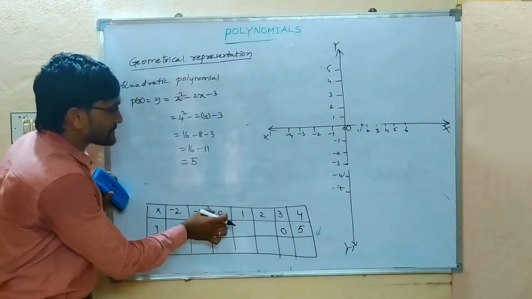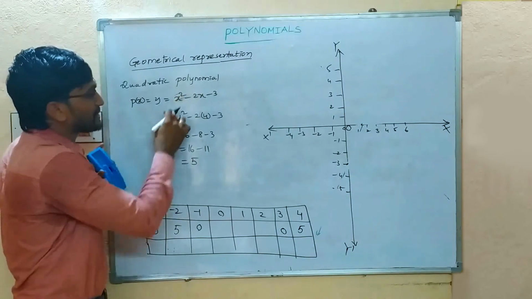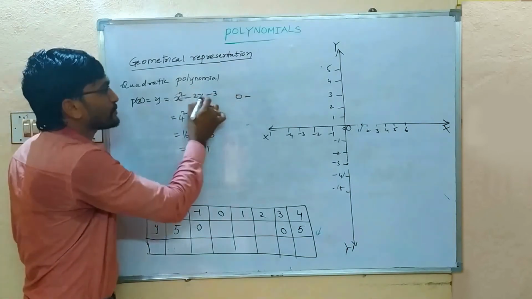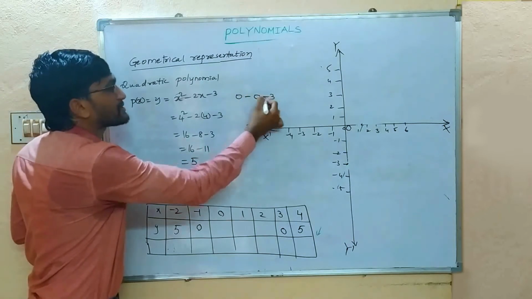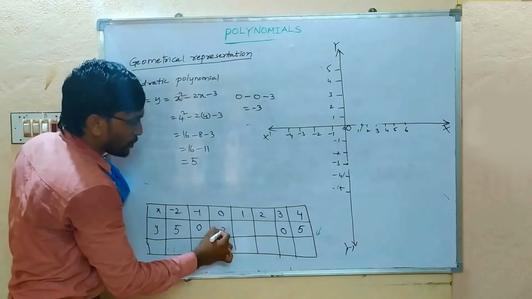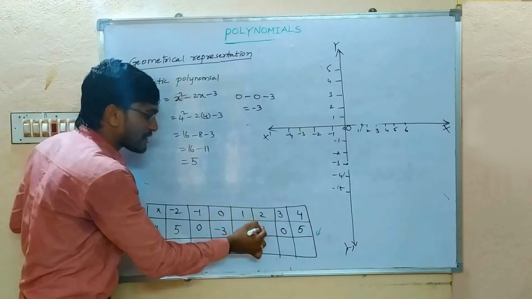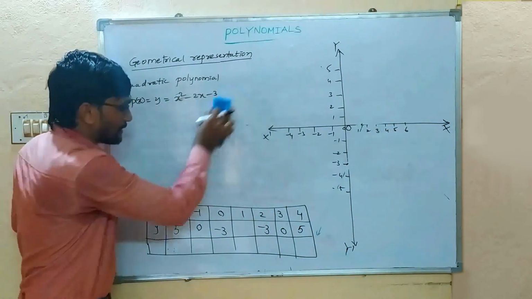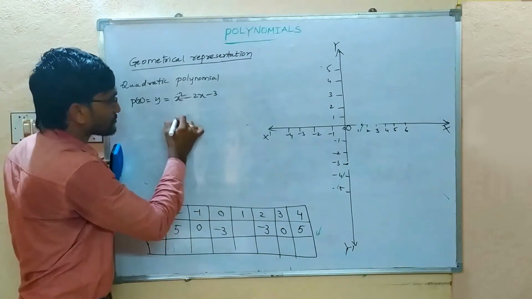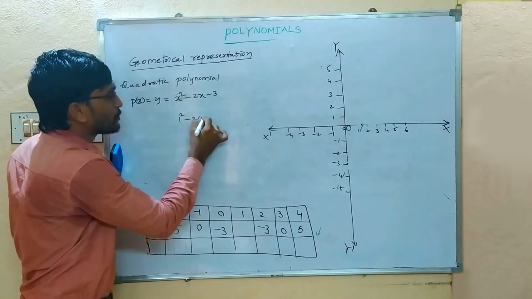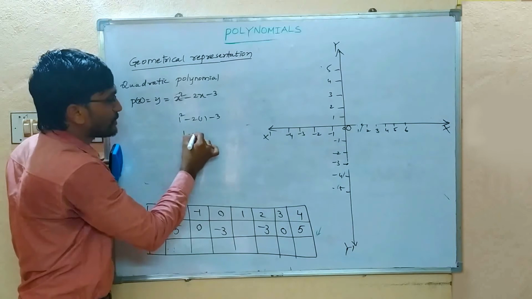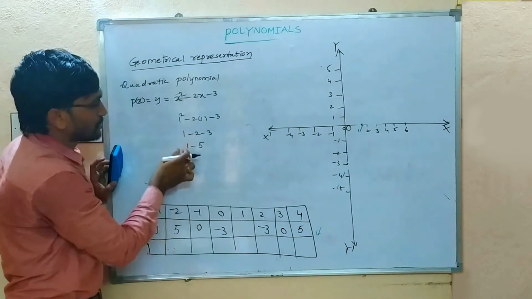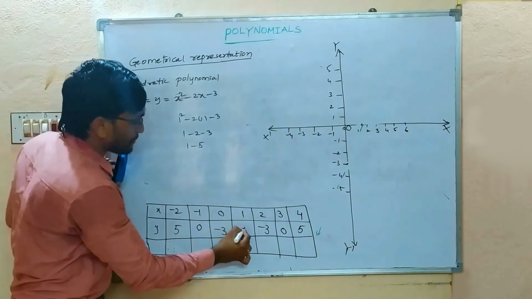So now at x equal to 0, in place of x we have to keep 0. 0 square, 0. Minus 2 into 0, 0. Minus 3. Nothing but minus 3. So at x equal to 2 the value is also minus 3. Once we have to verify again. At x equal to 1, 1 square minus 2 into 1 minus 3. 1 square means 1. 2 into 1, 2, minus 3. 1 minus 5 is nothing but minus 4.